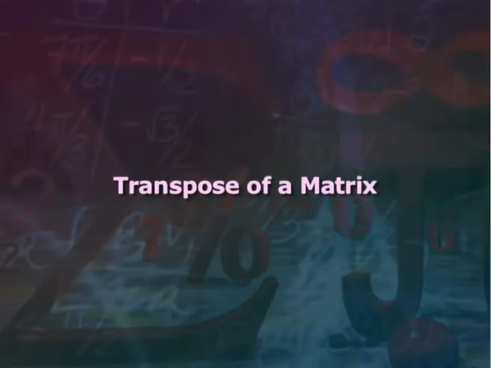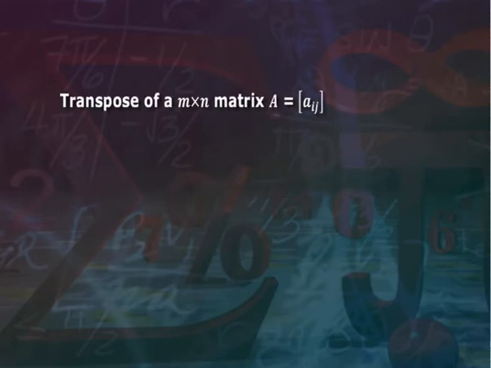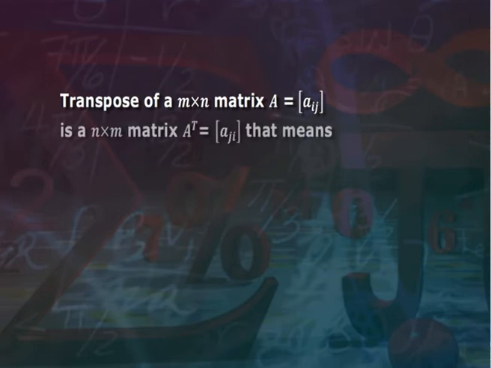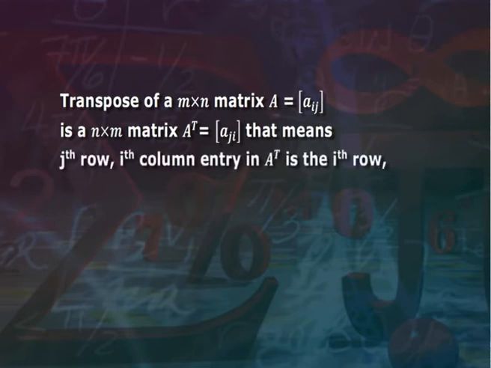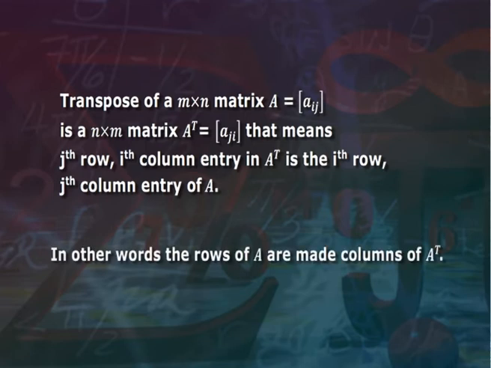Transpose of a matrix. The transpose of an m by n matrix A equals [aij] is an n by m matrix A^t equals [aji]. That means the jth row ith column entry in A^t is the ith row jth column entry of A. In other words, the rows of A are made columns of A^t.